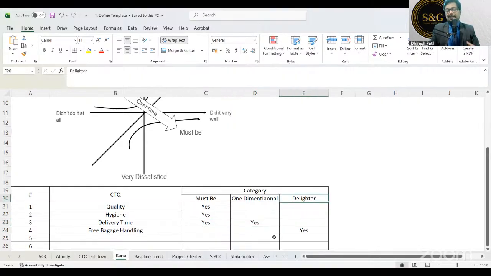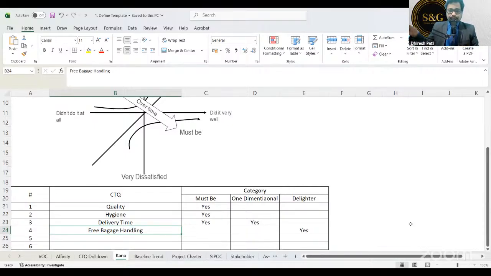What is a delighter? A delighter is something which is not expected by the customer, but if you deliver it, the customer will be very happy, very delighted. For example, free baggage handling. That means, for example, you arrive at the hotel. I will repeat it. What is a delighter? Let's say you arrive at the hotel, and you give the keys. The person will park your car and take your baggage and deliver it to your room. That is a delighter service. So you don't have to worry about taking out all your stuff and carrying it. So the hotel is giving you this free baggage service.